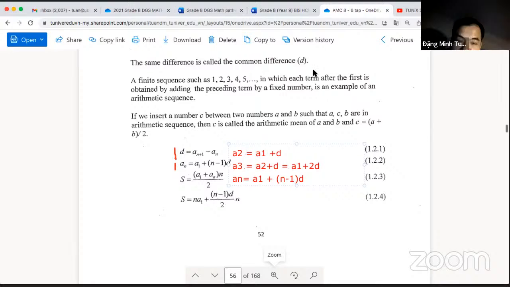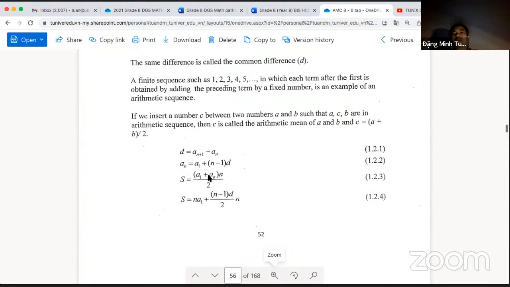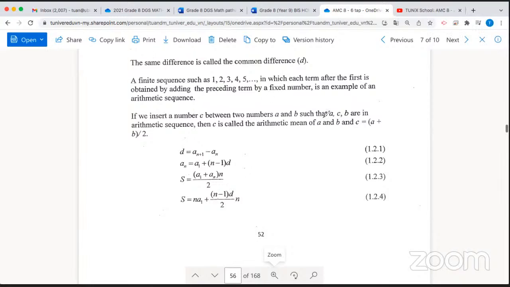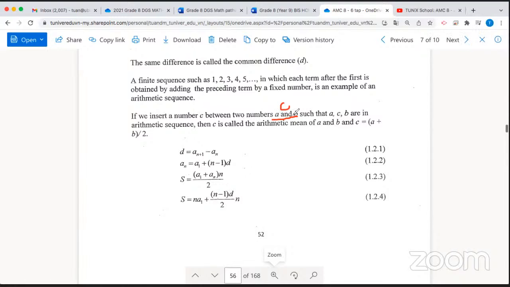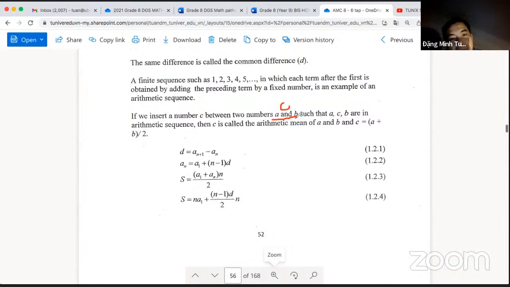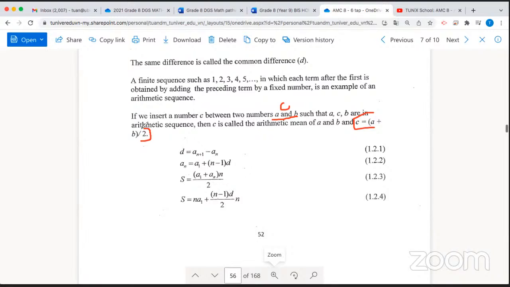So continue. If you want to find the sum from A1 until An, the sum S is the first term A1 plus An, times the number of terms, divided by 2. Because you know, look at this one: when you have A, B, C, with C between A and B, C is always the average of A and B. Understand that? C is the average of A and B, so C equals (A plus B) divided by 2, right? Always.